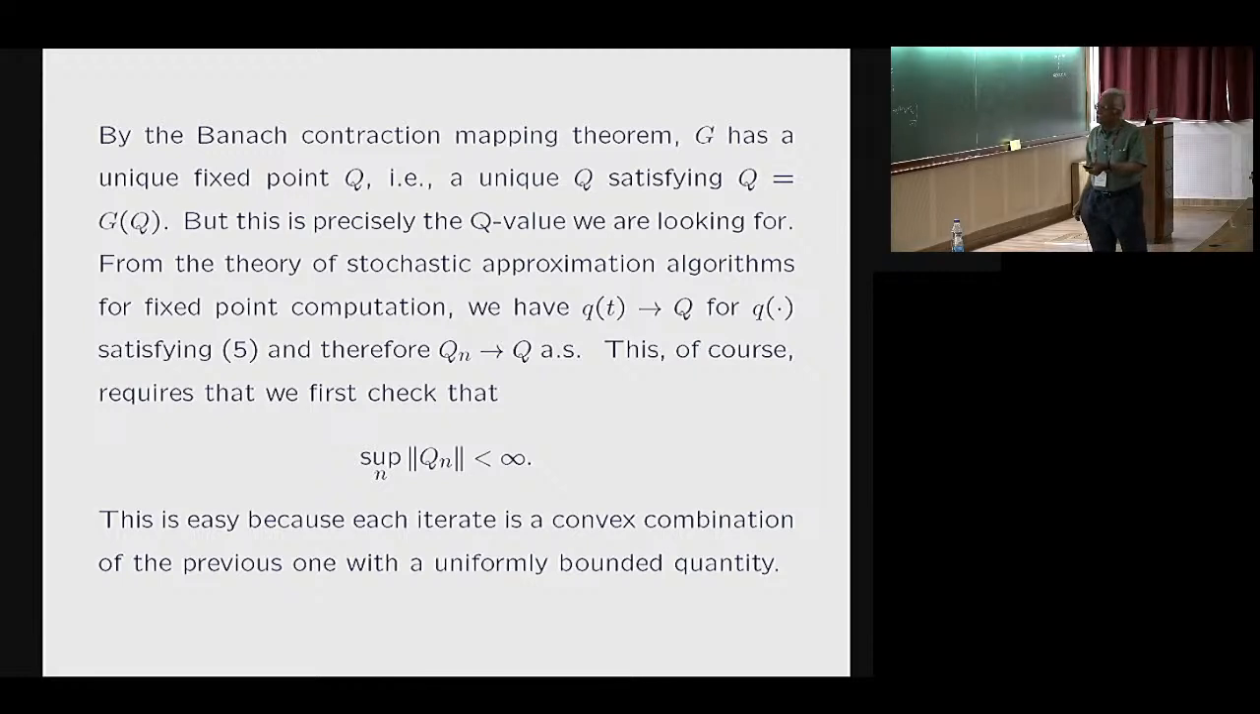You need to check this condition. This is all, but for Q learning, it's free, because you can see that each Q learning iterate is a convex combination of the previous iterate and something bounded. So this is never an issue. In some other algorithms, you have to ensure stability.